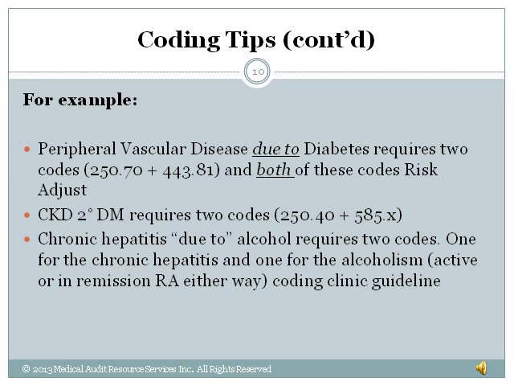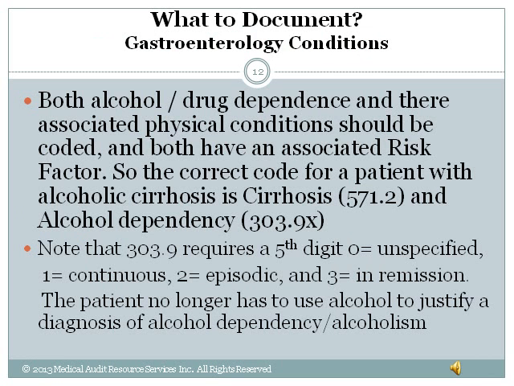Chronic hepatitis due to alcohol requires two codes, one for the chronic hepatitis and one for the alcoholism. It can be active or in remission. It risk adjusts either way. It's a new coding clinic guideline. Both alcohol and drug dependence and their associated physical conditions should be coded, and both have an associated risk factor. So, the correct code for a patient with alcoholic cirrhosis is cirrhosis 571.2 and alcohol dependency 303.9x.